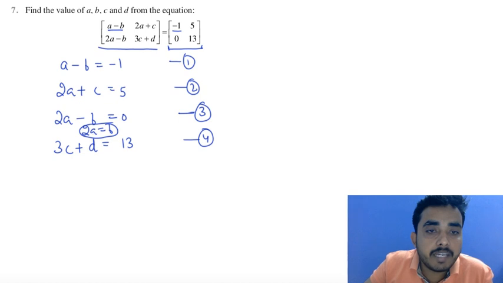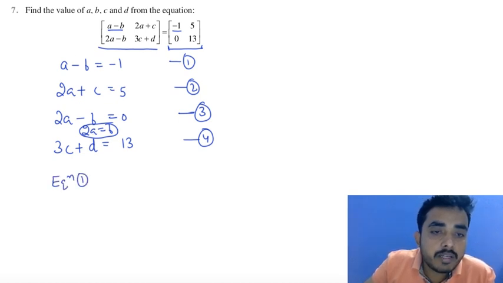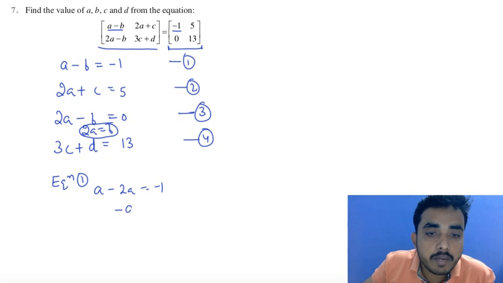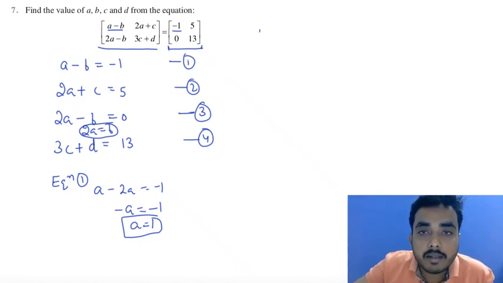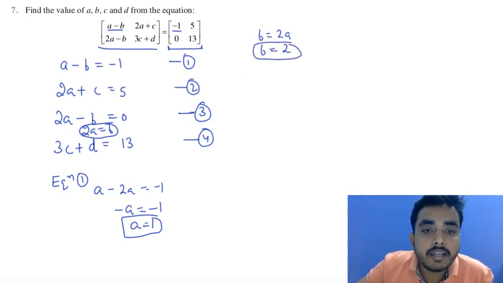Put the value of b equals 2a in equation 1. We put this value of b, that is 2a. a minus 2a equals minus 1. So this is minus a equals minus 1. From here a is 1. If a equals 1, what will b be? b was equal to 2a, so b equals 2. b is 2, a is 1.